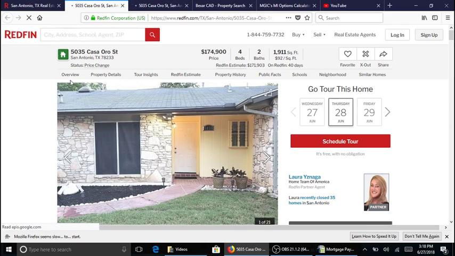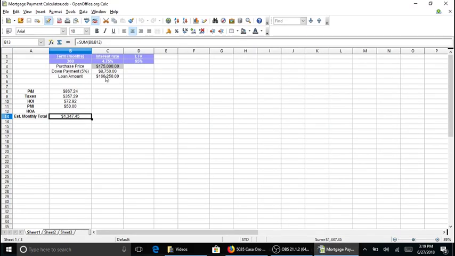5035 Casa Oro Street, 174,900, 4 bed, 2 bath. Okay, so let's go ahead and start plugging some numbers into this spreadsheet to figure out what this monthly payment is going to be. Just for the purposes of round numbers, let's say 175,000 is the purchase price. So let's go to the spreadsheet here.